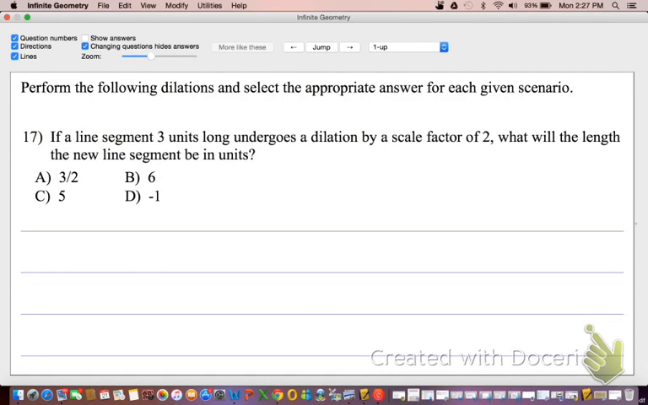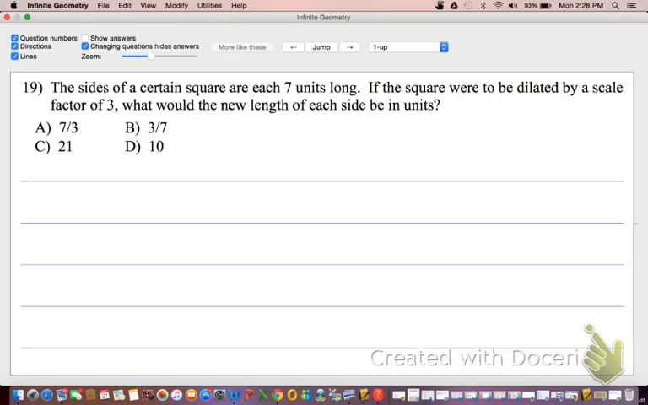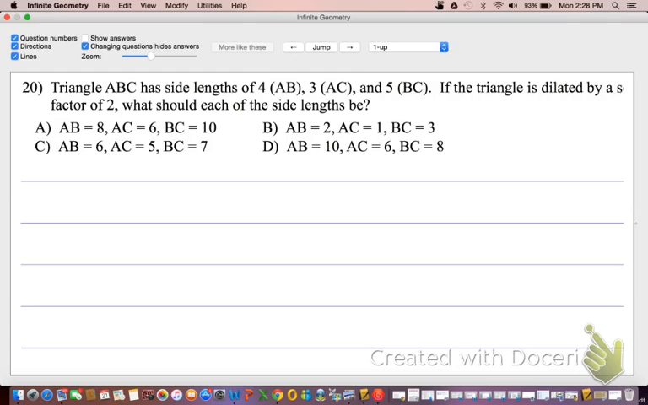Okay, this stuff should be really easy because you're just basically multiplying. So scale factor of 2, 3 times 2 is 6. I would probably do this first because it's the easiest part, to get the confidence up. So 12 times 1/6 is 2. This is obviously going to be 2c. So 7 times 3 is 21. Again, very straightforward here. Each side is going to be doubled, so it has to be this one. Again, very straightforward.